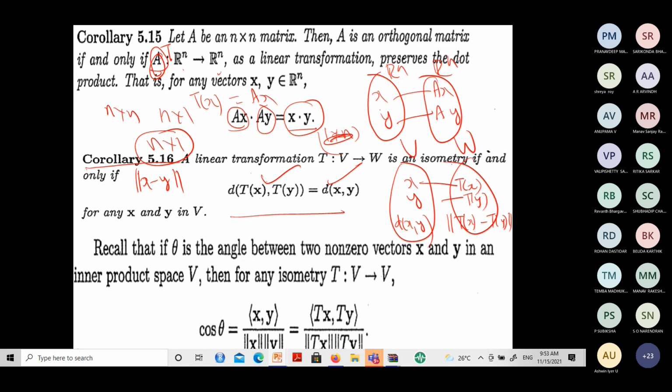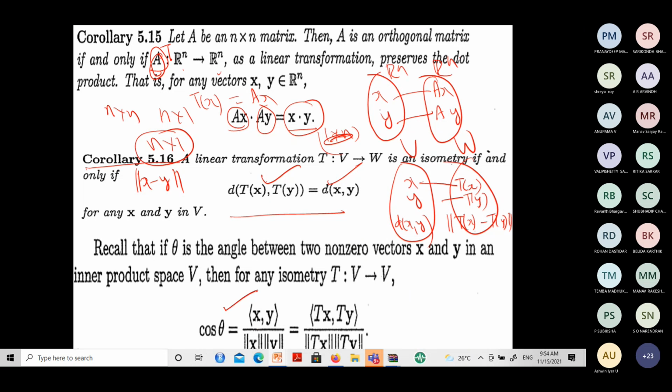So whenever a linear transformation is an orthogonal transformation, many things happen. It preserves the norms of each of the vectors. It preserves the inner products. It preserves the distance between any two vectors in a particular vector space. So many things happen because of this isometry, right?